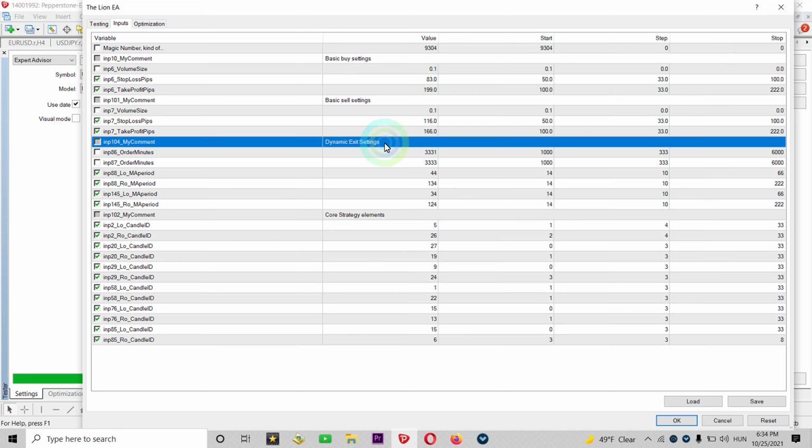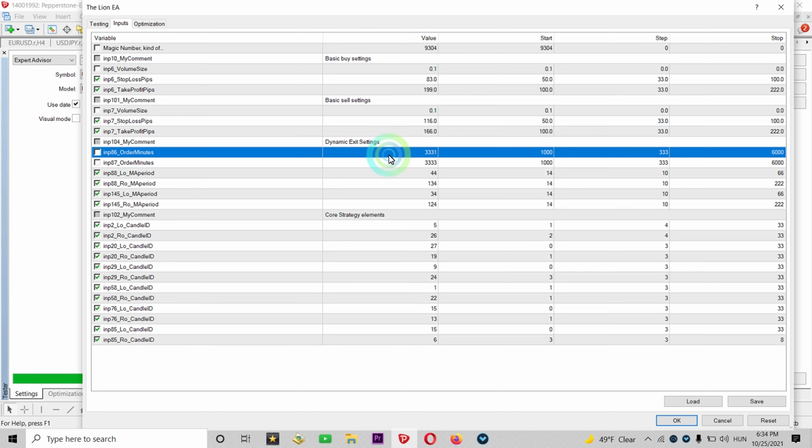I developed a dynamic exit to this strategy, and of course I added one of my favorite things, that is the X minutes passed after entry of the trade filter. That means that you can only close a trade if this amount of minutes has passed after the entry, and it really adds to the profitability of the strategy.